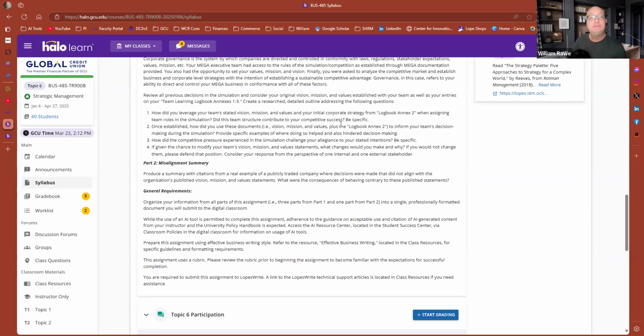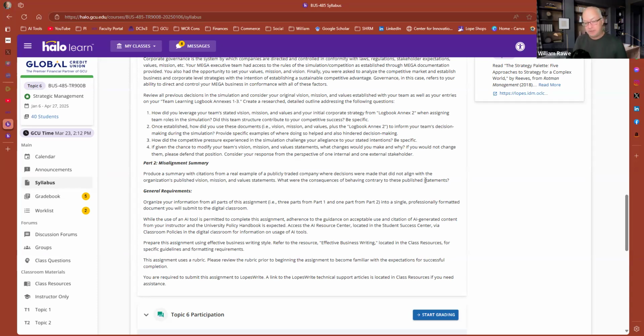All right, now, the second part is produce a summary with citations, no in-text citations. I only want citations on a reference page. From a real-world example of a publicly traded company where decisions were made that did not align with the organization's published vision, mission, and value statements. What were the consequences of behaving contrary to these published statements?